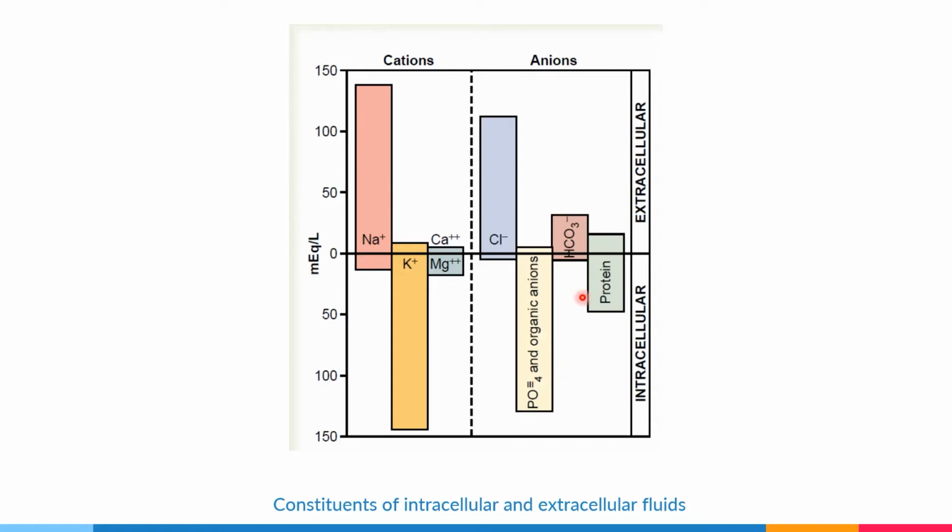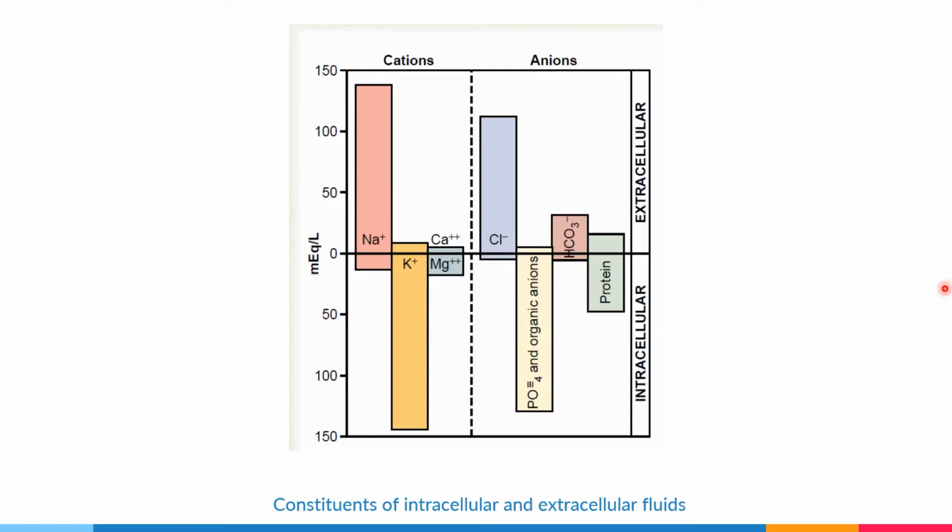Next, we have a higher concentration of bicarbonate ion in the extracellular fluid, and a very large concentration of proteins in the intracellular fluid, which is obvious as the intracellular fluid is the place where again proteins are manufactured.